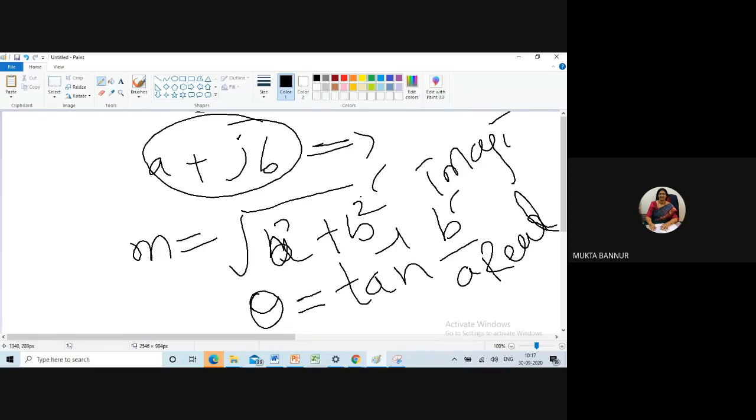You need to learn this one. We are doing it manually, but the functions for rectangular to polar form and polar to rectangular form are there in your scientific calculator. So by tomorrow you need to practice it. I'll give you some assignments.